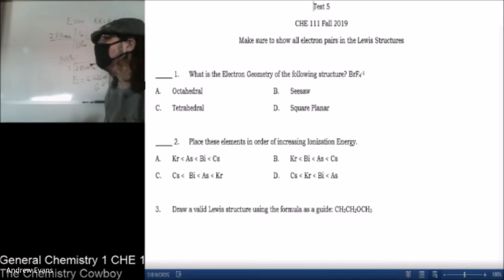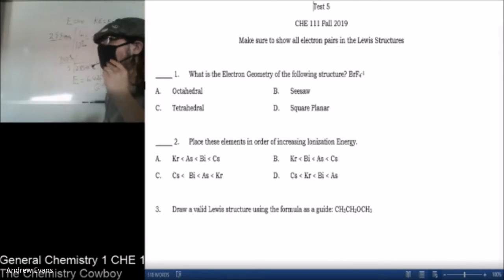Bismuth is, let's see, where? BI. Okay. Yeah, it's on the 6th. Bismuth is on the 6th, below arsenic, and cesium on the 6th, all the way over.